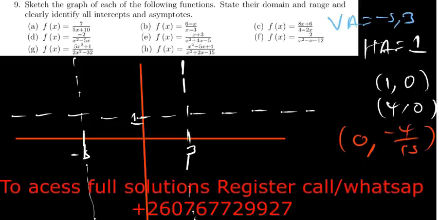We have got 1, 0. 1, 0 is here. This point, I'll say it is 1, 0. It is at this point. We also have 4, 0. 4, 0, I'm going to find it here. This is 3, meaning 4, 0 is this point. Another point, I have 0, negative 4 over 15, which is approximately somewhere here.